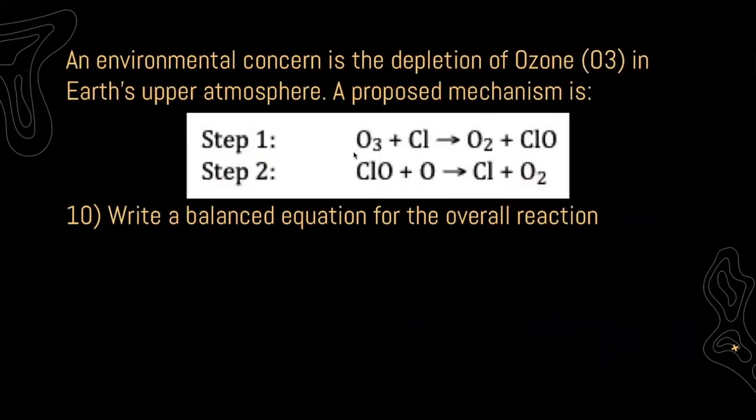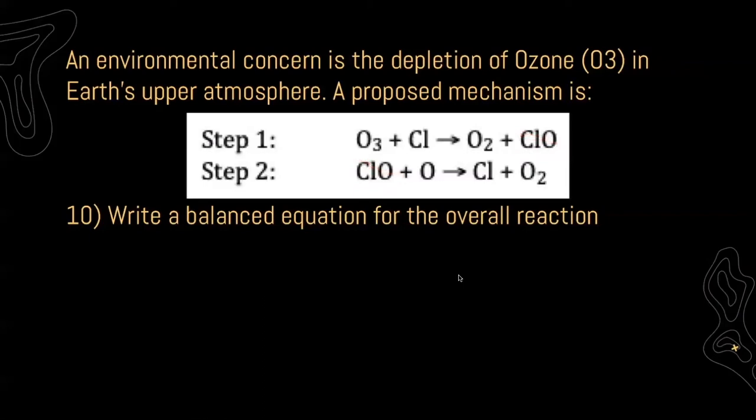Now let's look at an environmental concern and the depletion of ozone in Earth's atmosphere. We are presented with the proposed mechanism, and it asks to write our balanced equation for the overall reaction. Very similar to how we would do when writing our net ionic equations, we have to get rid of all the intermediates. In step 1, we create hypochlorite, and in step 2, we use up hypochlorite. So we can get rid of our hypochlorite.